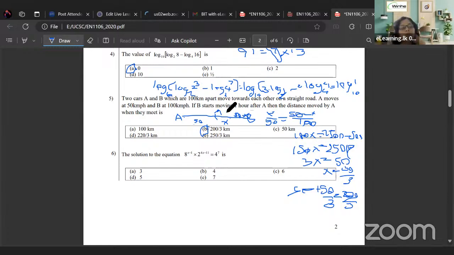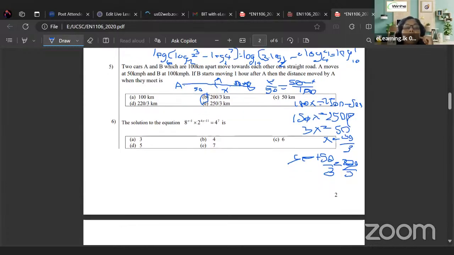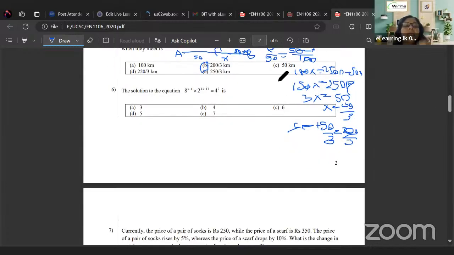Right? If you move to question number 6, the solution to the equation 8 to the power x minus 1 into 2 to the power 4x minus 11 equal 2 to the power 47 is. If there is something like this, what did I say to do? You should check whether bases are equivalent, but bases are not equivalent, or else check whether the indices are equivalent. Indices are also not equivalent.